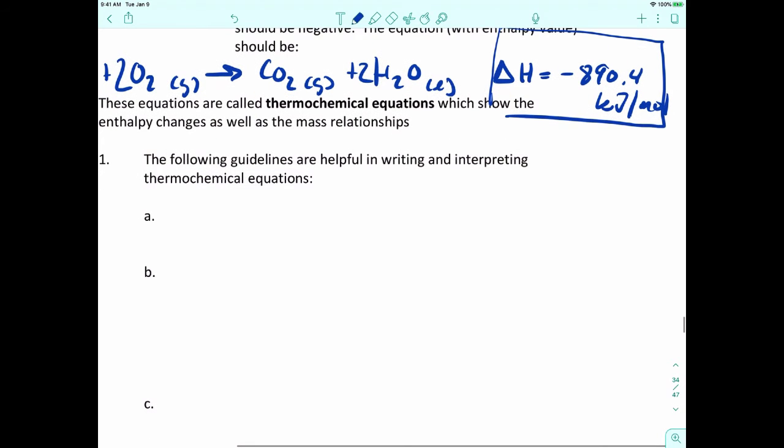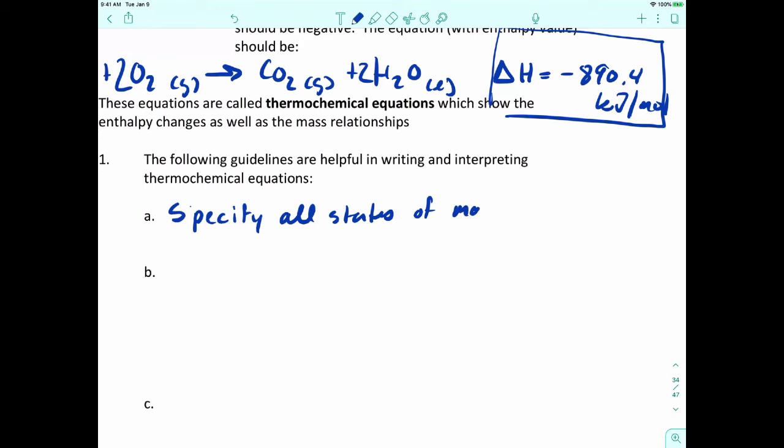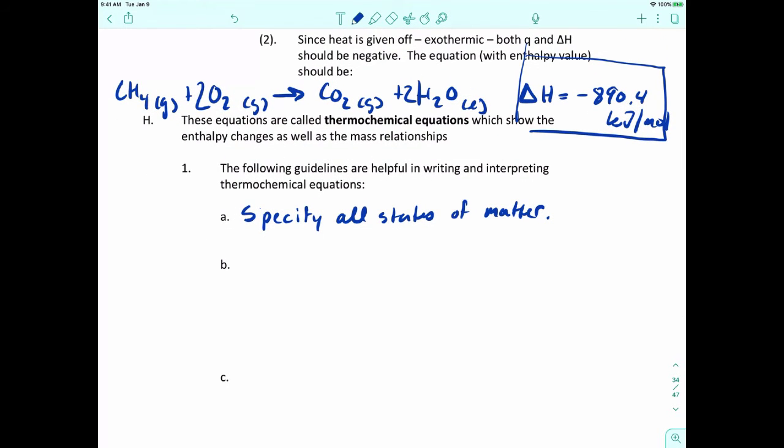So the first part, this is extremely important. Specify all states of matter. So this is really important because going forward, we have to know if water is a liquid, a solid, or a gas. So that's extremely important. We got to know that.